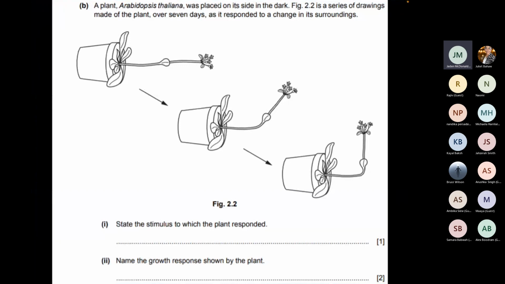The stimulus would have been light direction. Light. Right, you could put sunlight, you could put light. Name the growth response shown by the plant. Phototropism. Phototropism, okay. You could also state that the shoot will bend towards the direction of the light. All right.